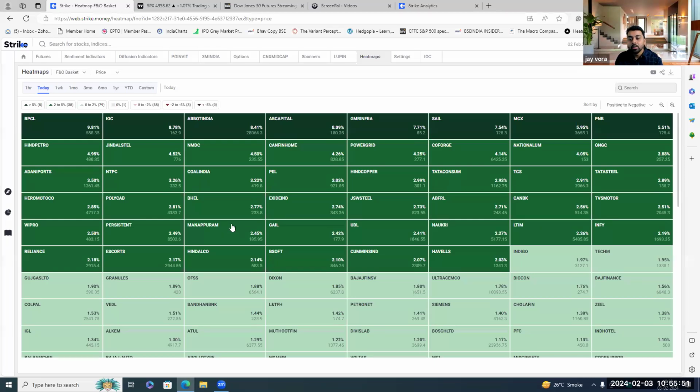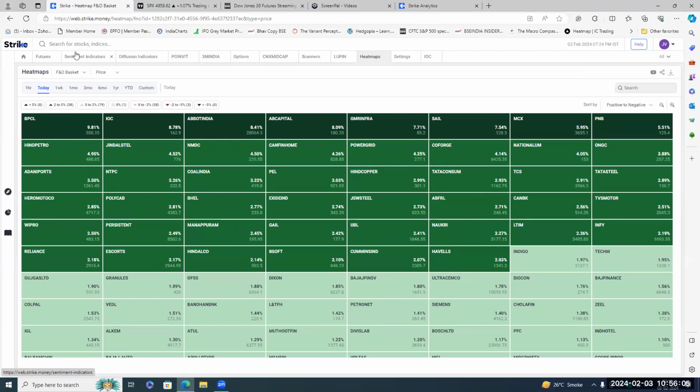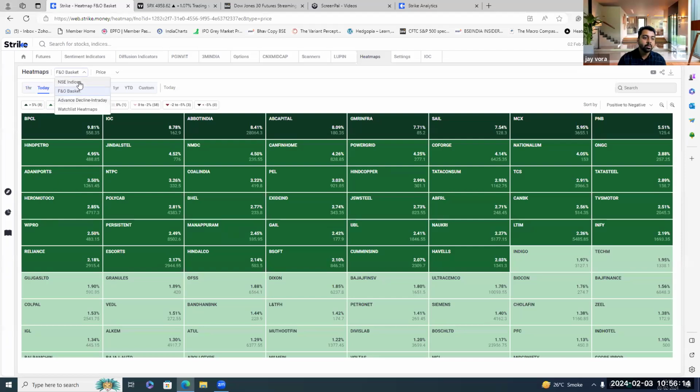So when you do 1 hour, what it will tell you is that between 10 and 11 o'clock, the stocks that have gained a lot will become your dark green. The way the heat map works is that it will work as a relative strength for you. Now let me give you one example.